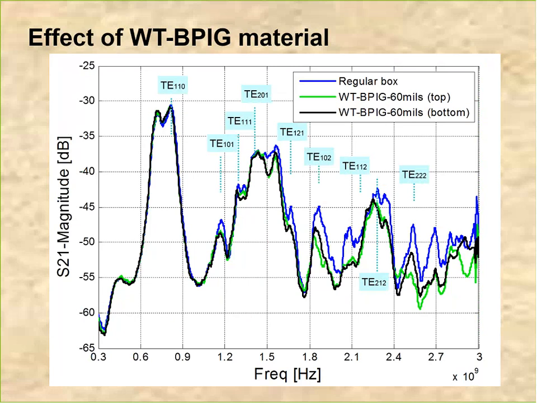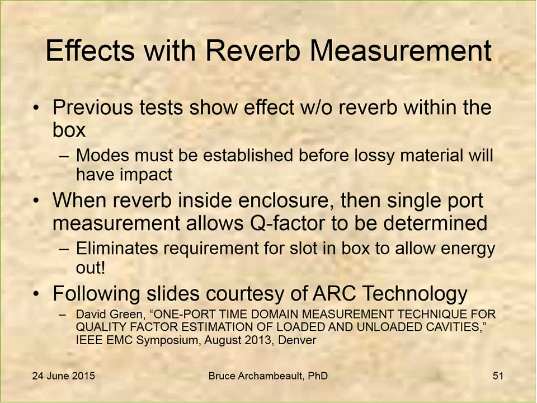Some of the materials didn't work as well as others. This material didn't do much at lower frequencies, didn't really start kicking in until much higher frequencies. So basically, the testing shows that the modes can be established for the lossy material inside the box, and the lossy material will reduce the resonant modes.